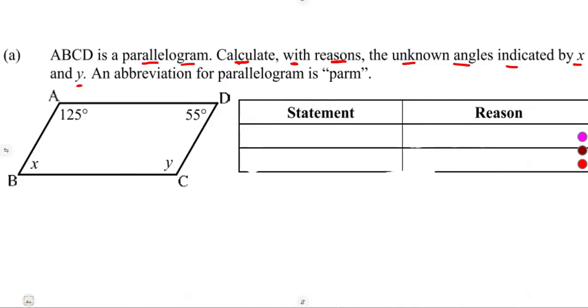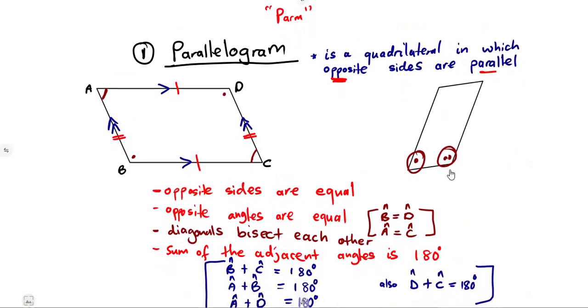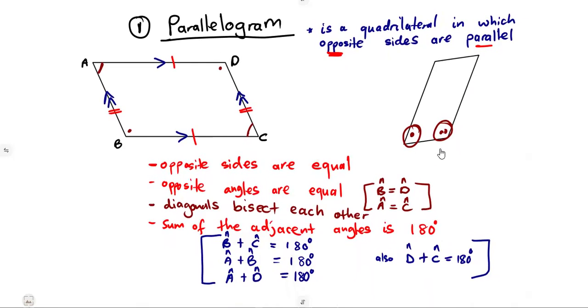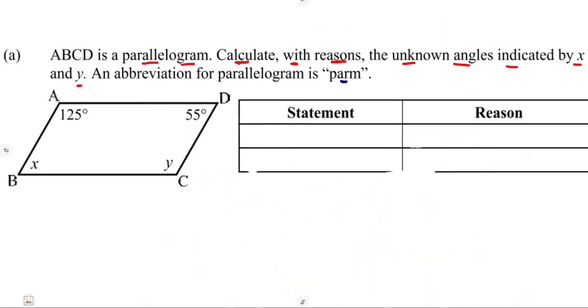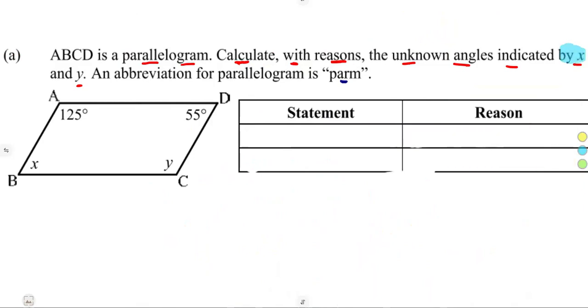According to this textbook, it can be another textbook that writes another thing, an abbreviation for parallelogram is this one. If we are writing parallelogram in short, we can just write it as this abbreviation. Instead of a parallelogram, you can just say a PAM. Okay? Just like that. So here they said calculate with reasons the angles indicated by X and Y.